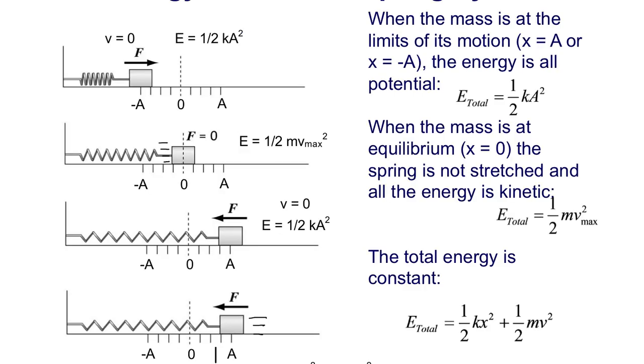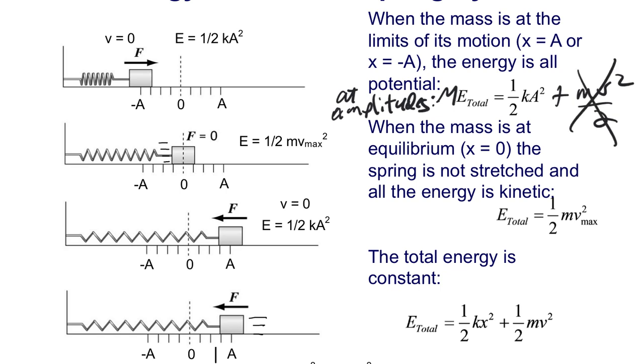This is because no work is lost to friction. Actually, it is, but what this slide is showing is that when you're at the amplitudes, you have no kinetic energy, mv squared over 2, because you have no speed at the end. You're stopping and turning around. So the total mechanical energy at the amplitudes is EPE, like we said on the second page.